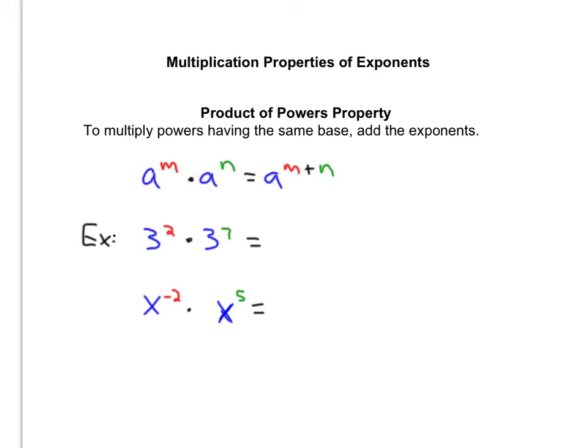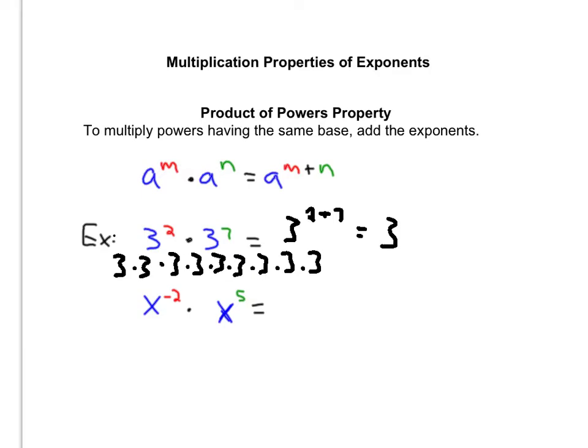And here's why. 3 squared times 3 to the 7th. Well, 3 squared is 3 times 3. And if we multiply that by 3 to the 7th, that's times 7 more 3's. 3, 3, 3, and then 4 more. If we counted up all those 3's, that's 1, 2, 3, 4, 5, 6, 7, 8, 9. So what we're doing is just adding these exponents together. So it's 3 to the 2 plus 7th power, or 3 to the 9th.